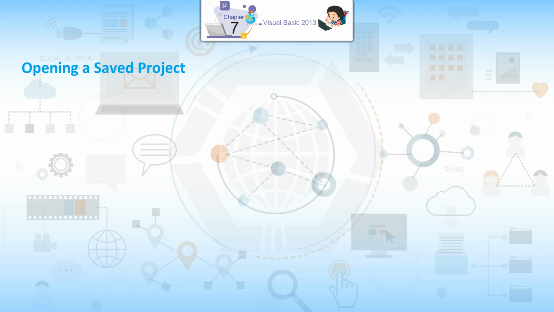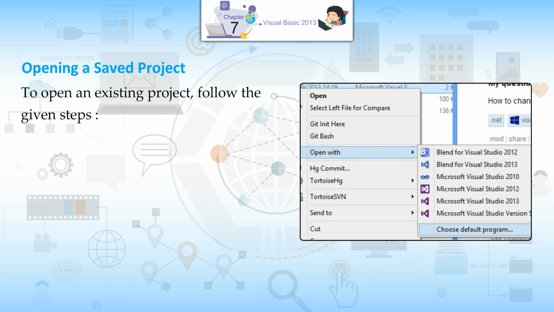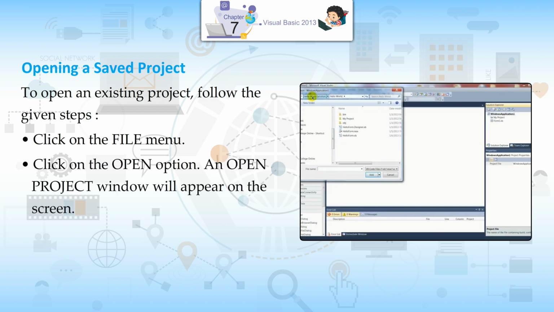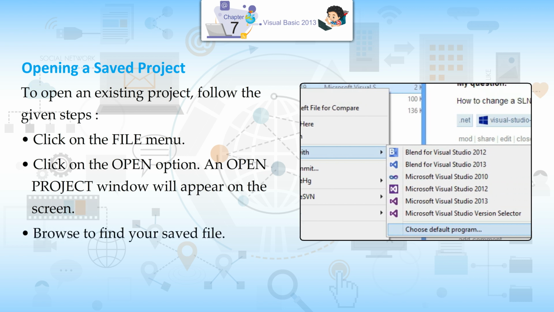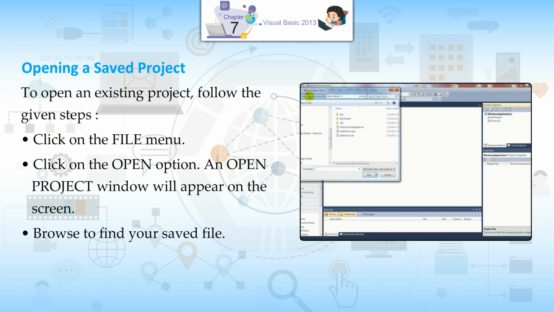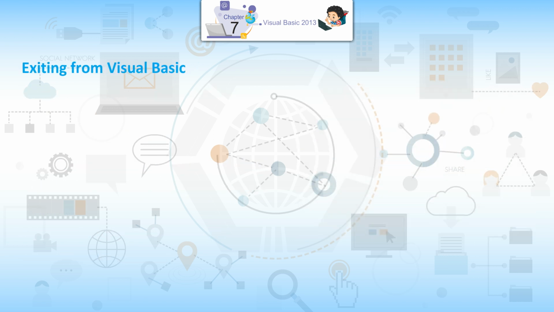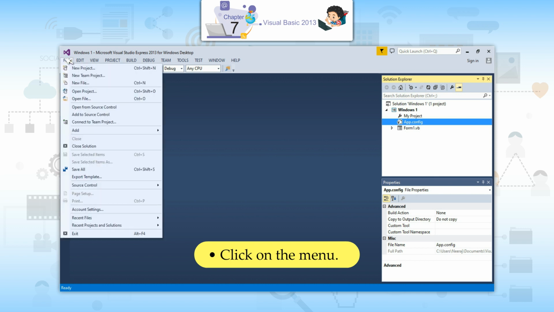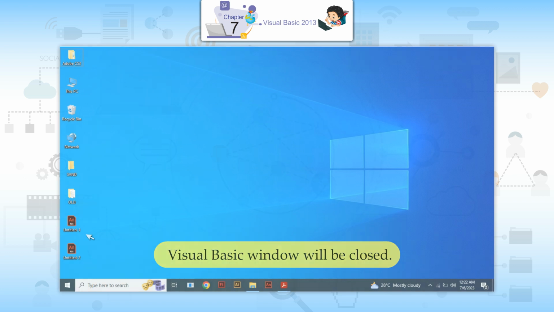Opening a saved project. To open an existing project, follow the given steps. Click on the File menu. Click on the Open option. An open project window will appear on the screen. Browse to find your saved file. Double-click to open it. Exiting from Visual Basic. To exit from Visual Basic, follow the given steps. Click on the File menu. Click on the Exit option. Visual Basic window will be closed.